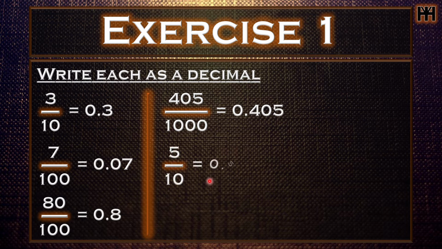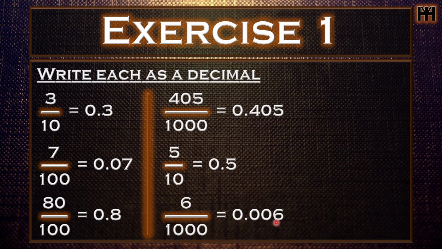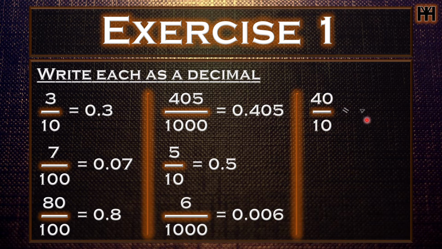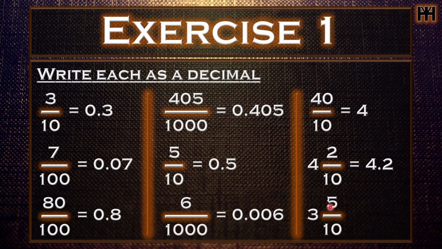5 over 10, it will be 0.5. Okay, 6 over 1000, 0.006. Okay, 40 over 10 will be 4. 4 and 2 over 10, it will be 4.2. 3 and 5 over 10, it will be 3.5.